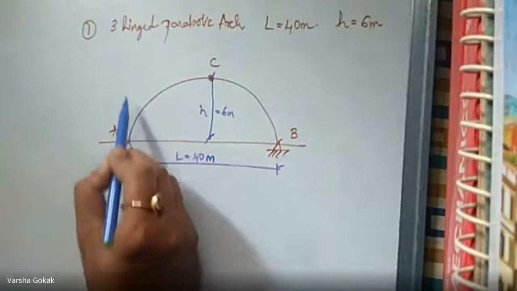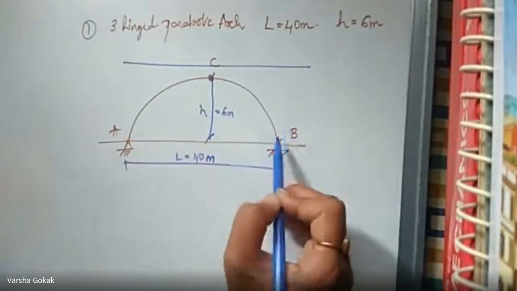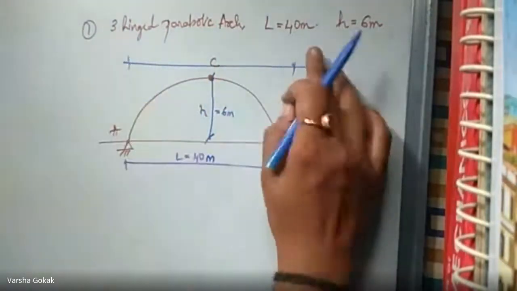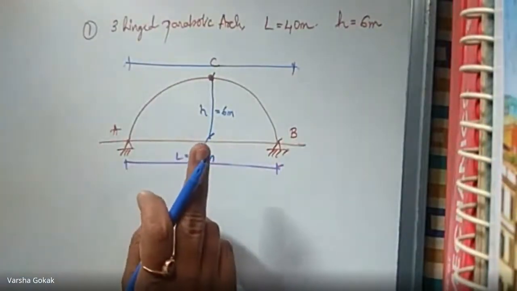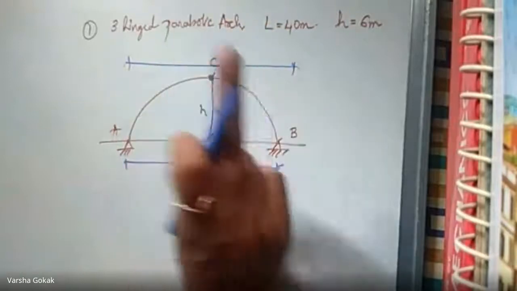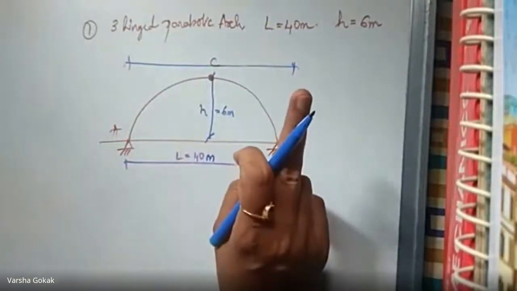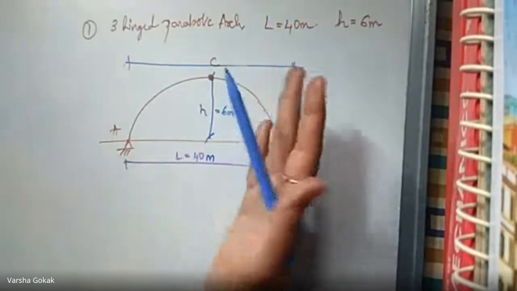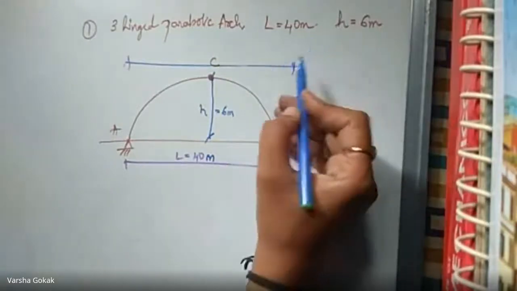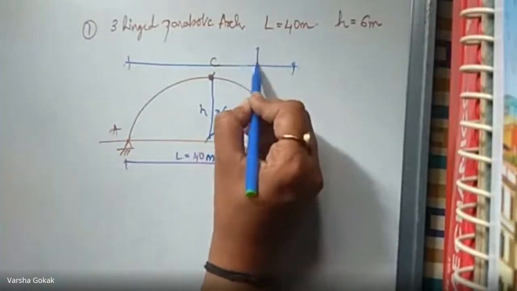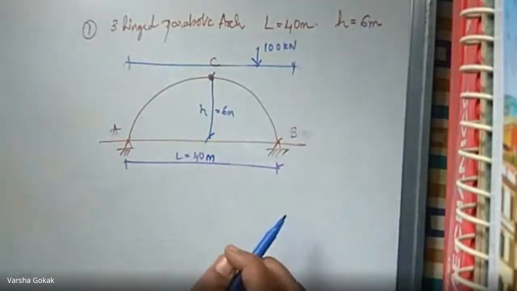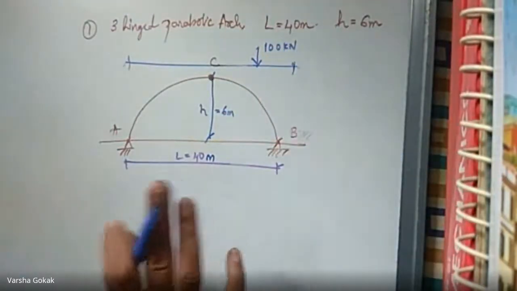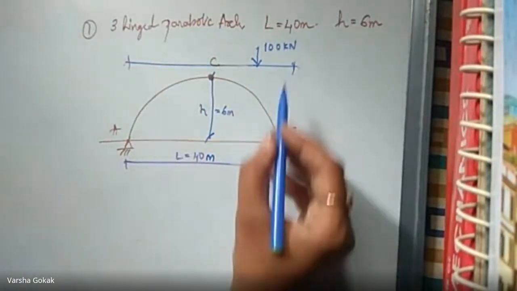Correct? Now the loading system I will be drawing above this. From here to here is my B. So above this we will be drawing the loading. For the loading, he says it carries a point load of 100 kilonewton at a distance of 12 meters from the right hinge. So this is your right hinge. From here at a distance of 12 meters, it is carrying a point load of 100 kilonewtons. Okay, so this is how it is.